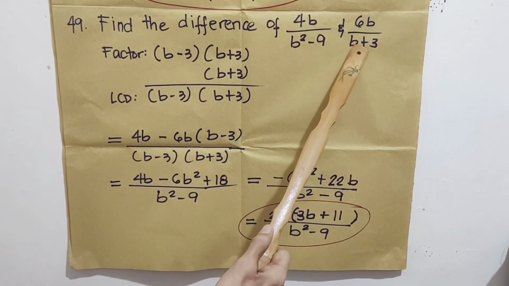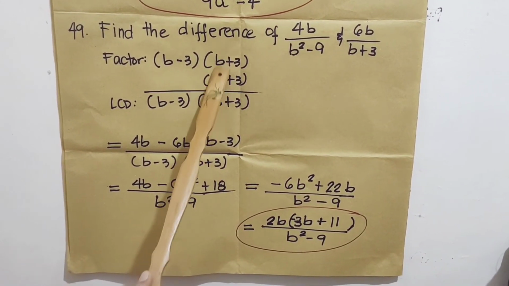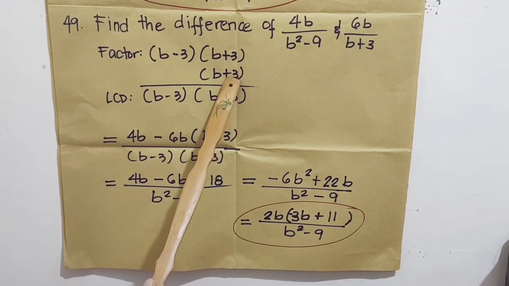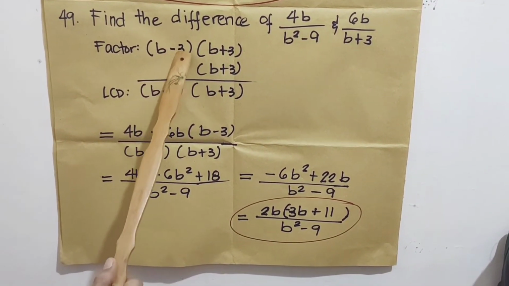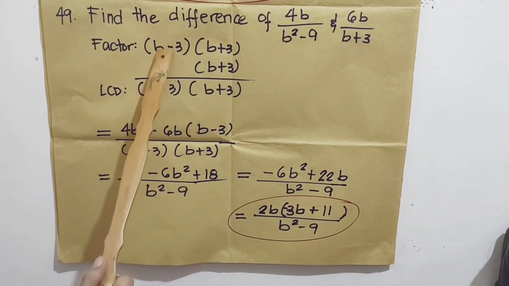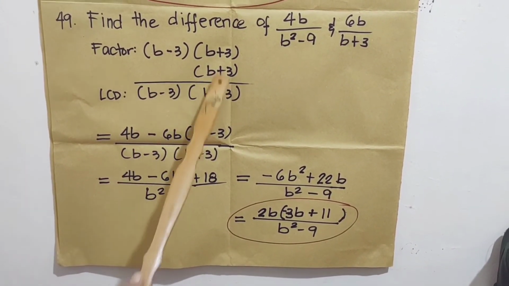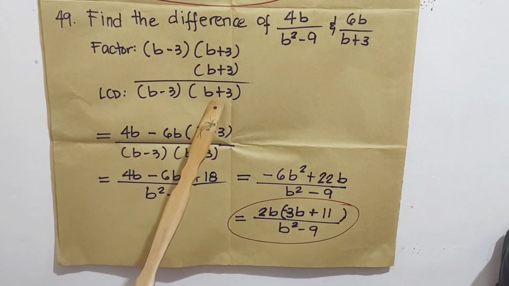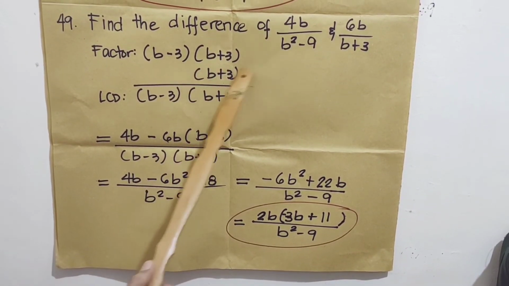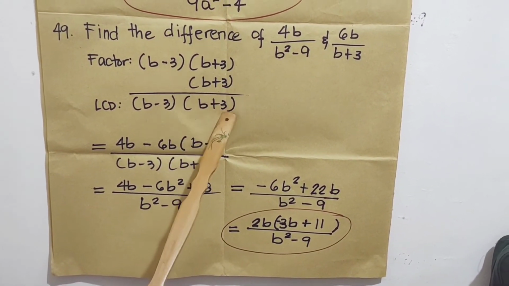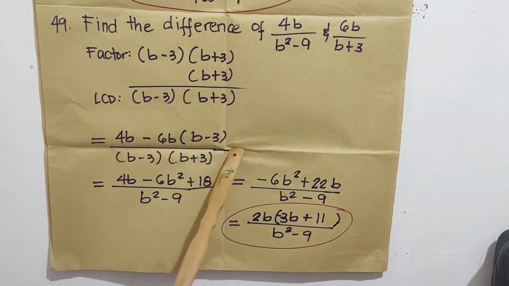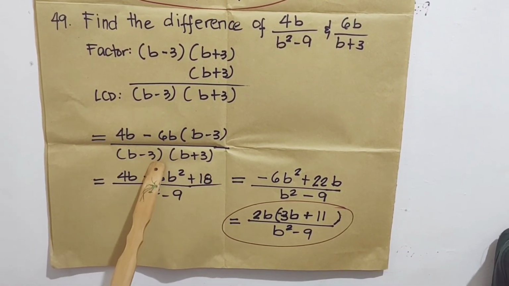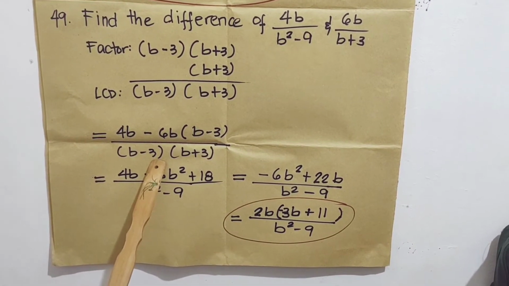And copy this b plus 3, right aligned with the same binomial. And our LCD now, we have b minus 3, b plus 3. So this one we just bring down here, and this one also we bring down b plus 3. Since it is common, we only copy 1 as represented in our LCD. Upon knowing the LCD, draw a line and copy the LCD. Then our next step is to divide.